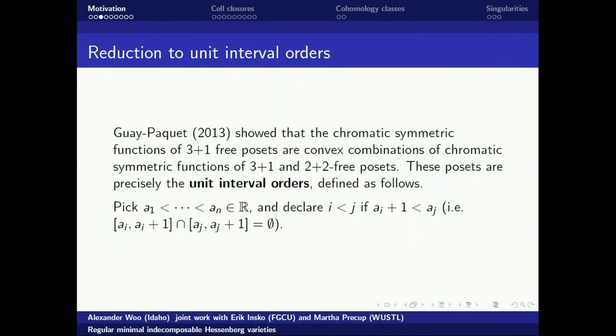And 3 plus 1 and 2 plus 2 free posets are very nice. There are only Catalan many of them. You can biject them with your favorite Catalan object. In this case, the correct Catalan object to think about is unit interval orders. So you have a bunch of intervals on the real line, each of length 1. They start at various places, A1, A2, A3, up to AN. And you simply say that one interval is less than another. So your elements in the poset are your intervals. One interval is less than another if it's to the left and doesn't overlap at all.